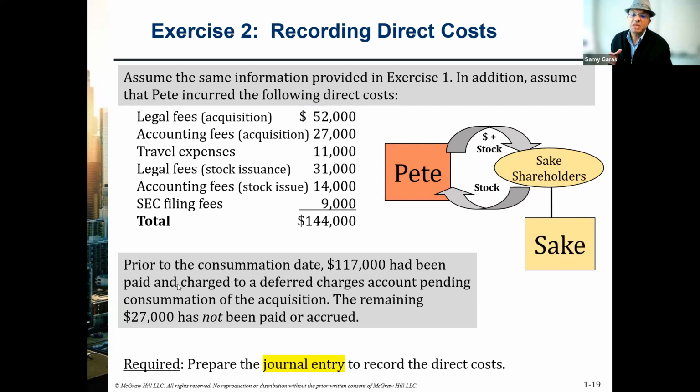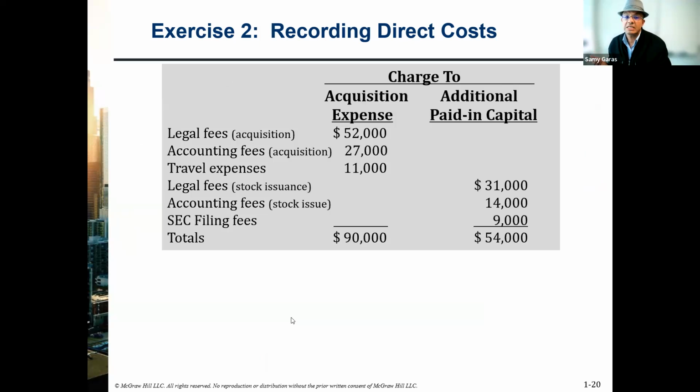117 had been paid and charged to deferred charges, and the remaining amount has not been paid, still accrued. So how can we journalize it? We split them like this. The acquisition expense that will go into their income statement, 90,000. Anything related to the issuance of a stock will go to additional paid capital, 54.